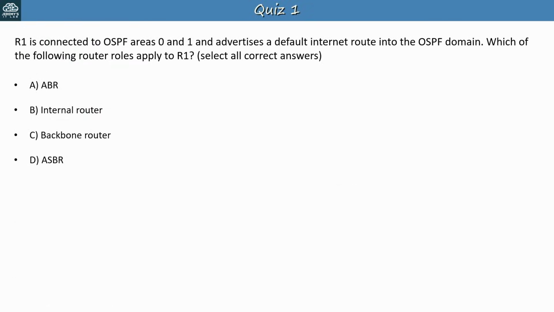Here's quiz question 1. R1 is connected to OSPF areas 0 and 1 and advertises a default route into the OSPF domain. Which of the following router roles apply to R1? Select all correct answers. Pause the video now to think about your answers.